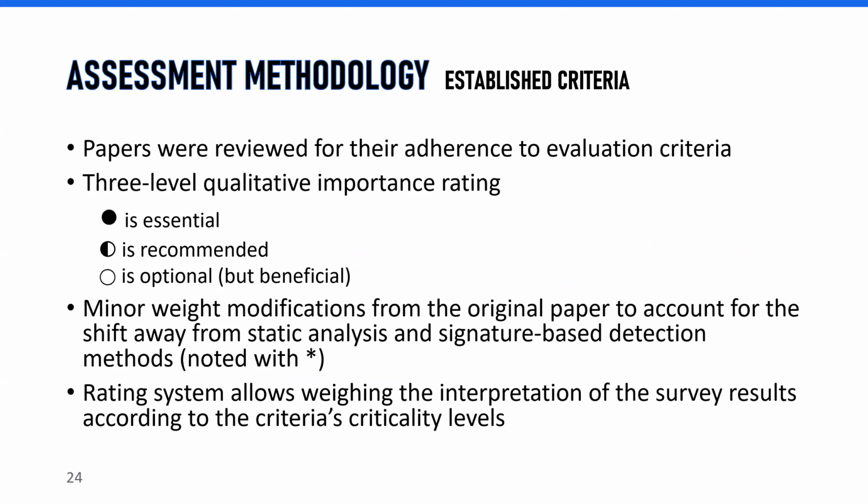I used the same 3-level qualitative importance rating for each criterion that the original authors did, indicating which were essential for accurate research, a filled circle, just recommended, a half circle, or optional but beneficial to the reader, an unfilled circle. In doing this, I also found that I had to modify the rating system of some of the original criteria as they were no longer accurate or as relevant in 2020 as they were in 2012. This would be, say, things specific to a certain outdated operating system, or malware that is sinkholed and no longer active or exists, etc. The rating system allows weighing the interpretation of the survey results according to the criteria's criticality levels.